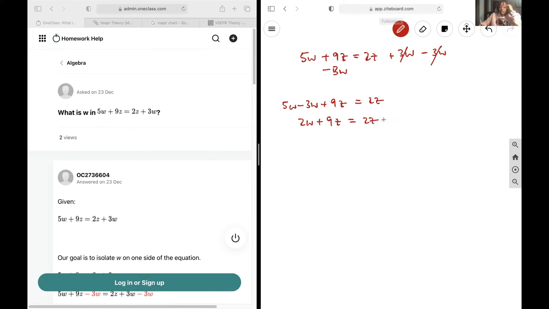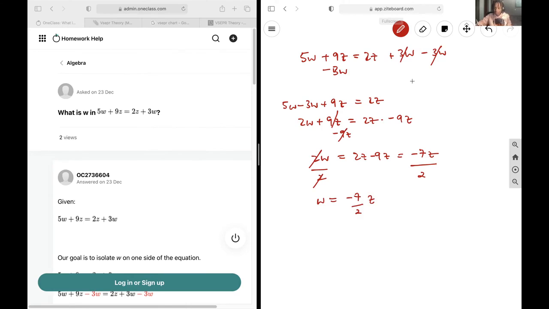Next up, we want to subtract 9z from both sides so that we can have w on its own. These two will cancel. So 2w is equal to 2z minus 9z, and that is going to give us negative 7z. And then lastly, we divide out the 2 on both sides in order to enable them to cancel. So w is equal to negative 7 over 2 z.